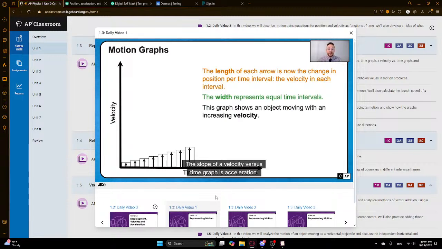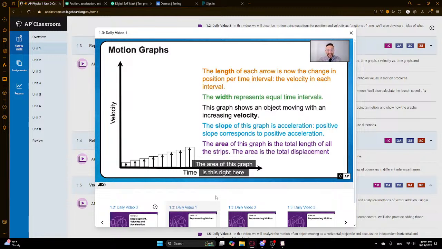The slope of a velocity versus time graph is acceleration. And positive slope here corresponds to positive acceleration for our object. But we can get another piece of information out of this graph, and that's the area. The area of this graph is this right here. That's just the displacement of the object. It's how far it went overall.